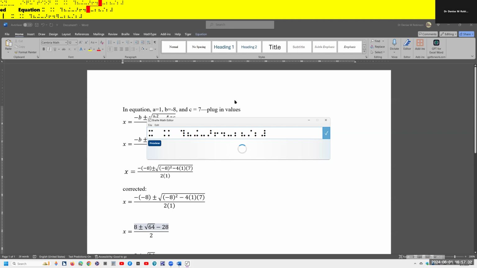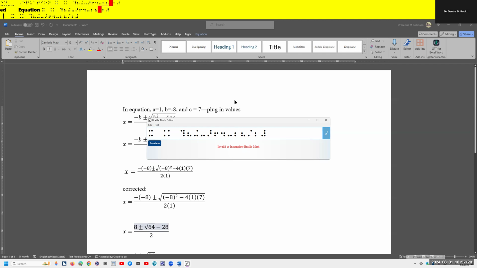So I'm just going to hit my delete key. Dots 3, 6. I'm going to right arrow. Dots 2, dots 3, 4. Dots 3, 4. Right now, and you can't hear it, but it says invalid or incomplete Braille math. If I hit enter on this, it actually would not let me enter this. But I need to go ahead and put my termination symbol there.